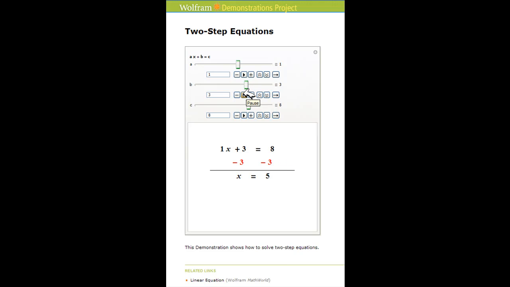Okay, watch this. It's going to change automatically. So if we have x plus 8, we're going to subtract 8 from both sides. And x is 0. So 0 plus 8 equals 8.